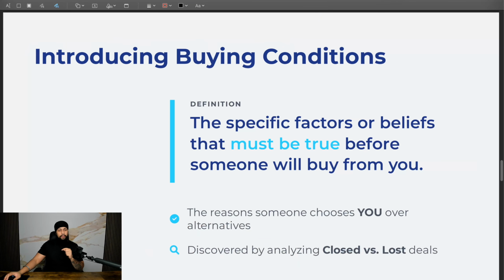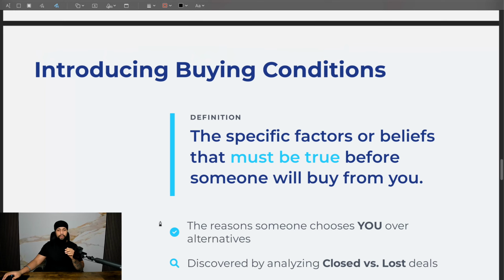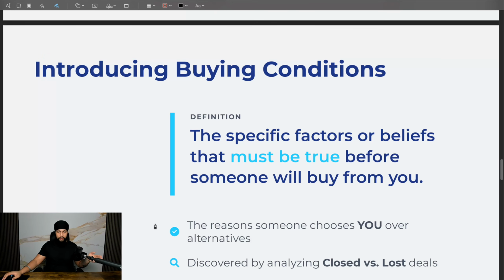Okay, now when it comes to making your content, you can understand the market segments, you can understand the awareness levels, but how do you actually go about making the content? Okay, this is where buying conditions come in. All right, a buying condition is just a specific factor or a belief that must be true before someone buys from you. Okay, this is essentially just the reason why someone chooses you over other alternatives. And how you can discover what these reasons are to make content around, you just go into the sales call transcripts that you've taken, and you evaluate the differences between people who closed and didn't close.